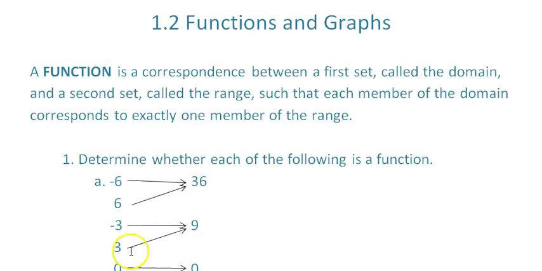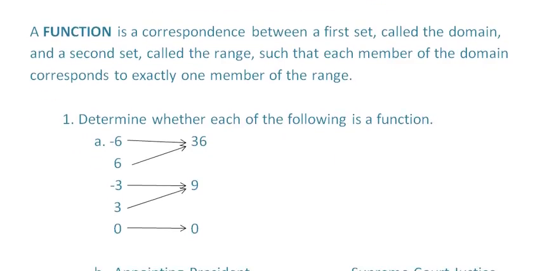So let's look at example 1, and this is a mapping, and it says determine whether each of the following is a function. So this is our first one. We have -6 going to 36, 6 going to 36, -3 going to 9, 3 going to 9, 0 going to 0. This side on the left would be considered the domain, and this side on the right would be considered the range.